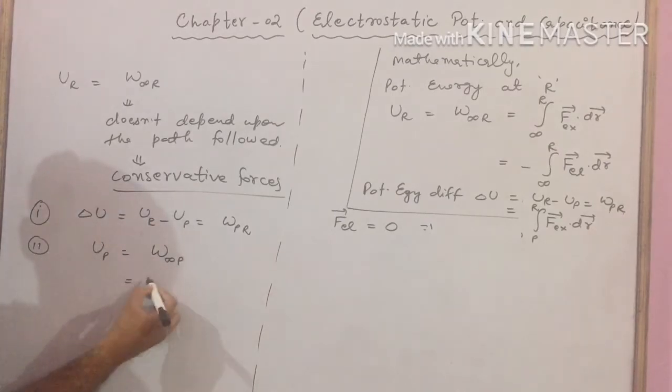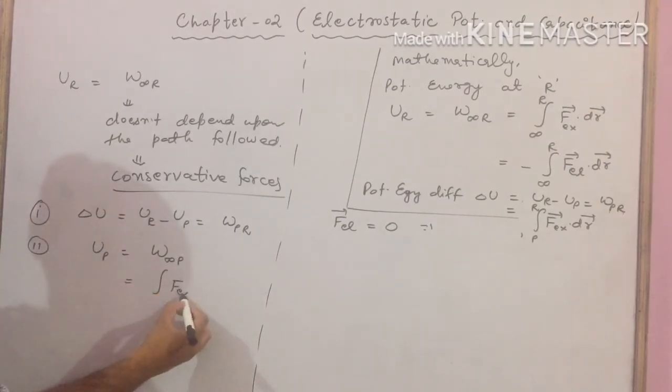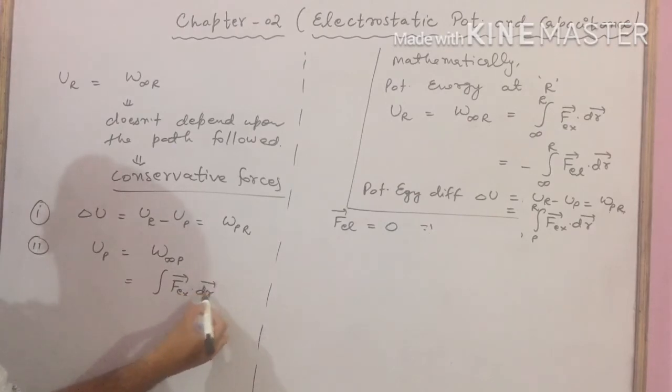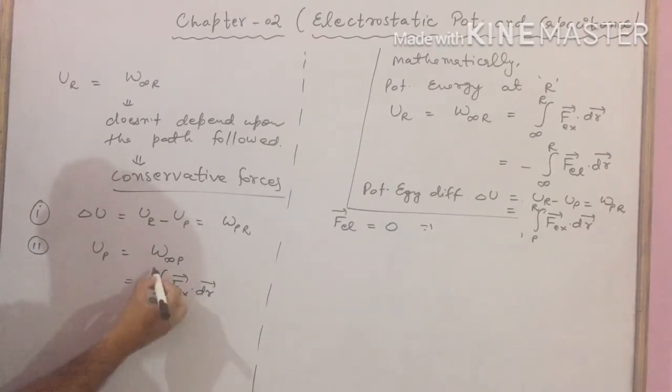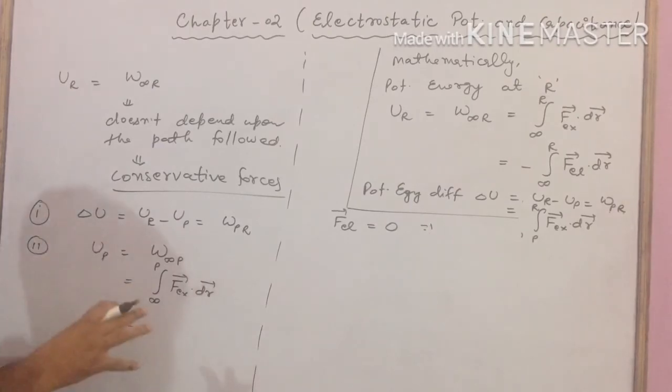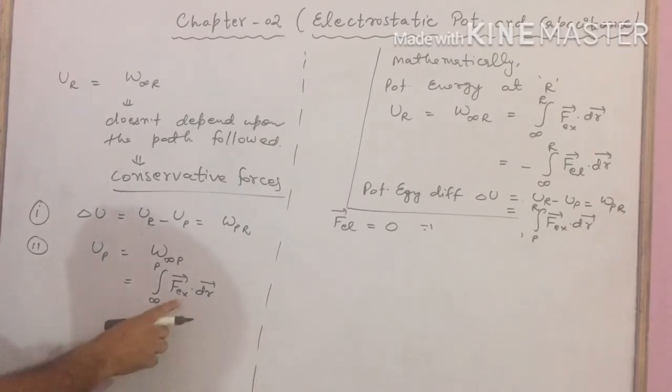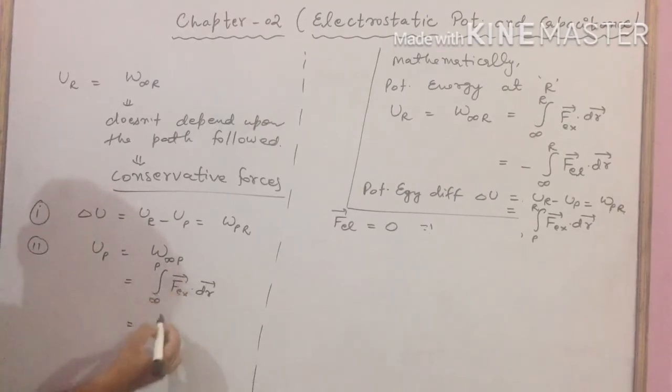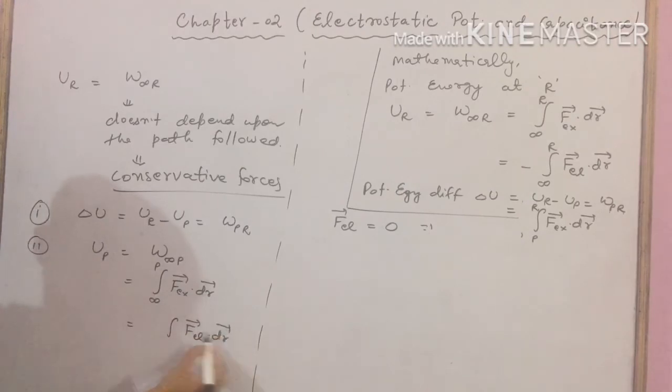And one more important thing, this work done is by external force, so it will be written as F external dot dr, and we have to move it from infinity to P. But because the known force to us is the electrostatic force, and because we want to keep the acceleration 0, external force and electrostatic force must be equal and opposite. So in place of F external I can place electrostatic force as well, with a negative sign. So that is how we can calculate potential energy at a point.